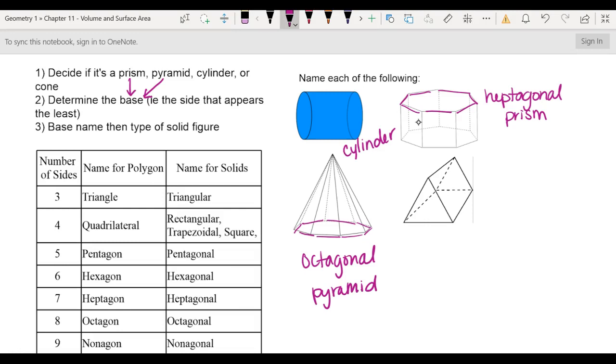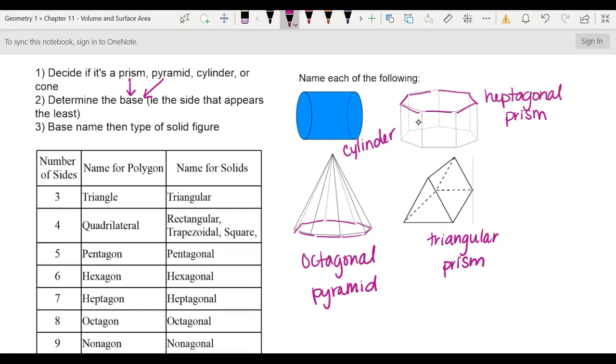The last one looks like a tent. A tent is a prism. So this is a prism. The base is the 2 triangles. So it's a triangular prism. Every year, that's the most common one to get wrong. Okay? But tell yourself, it's a tent, it's a triangular prism. Tent is a triangular prism.